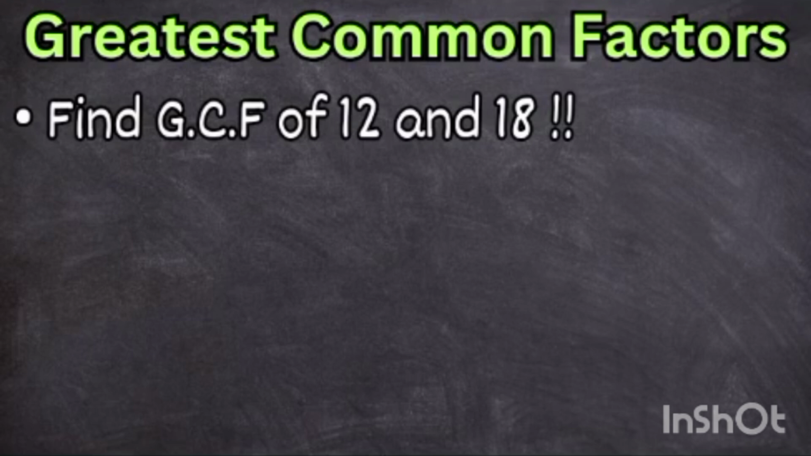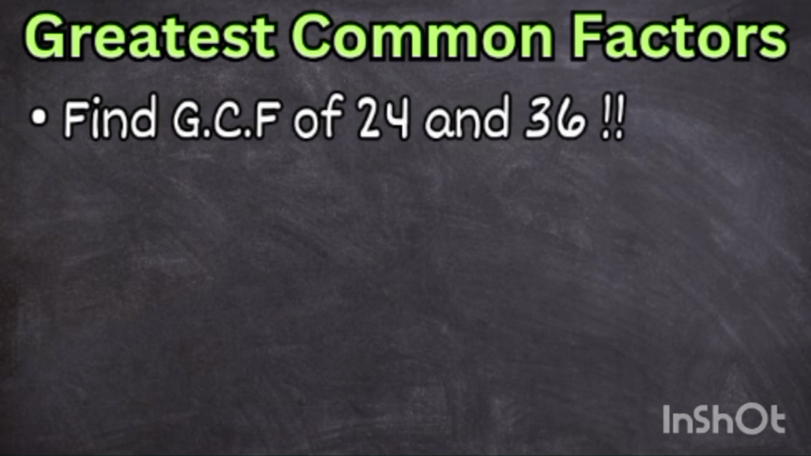Imagine you have 12 and 18 pieces of candies and you want to share them equally with your friends. You can make a group of 6 candies each. This is where GCF can help you in real life. Now let's move to the next example, which is to find the GCF of 24 and 36. Ready for some math magic?